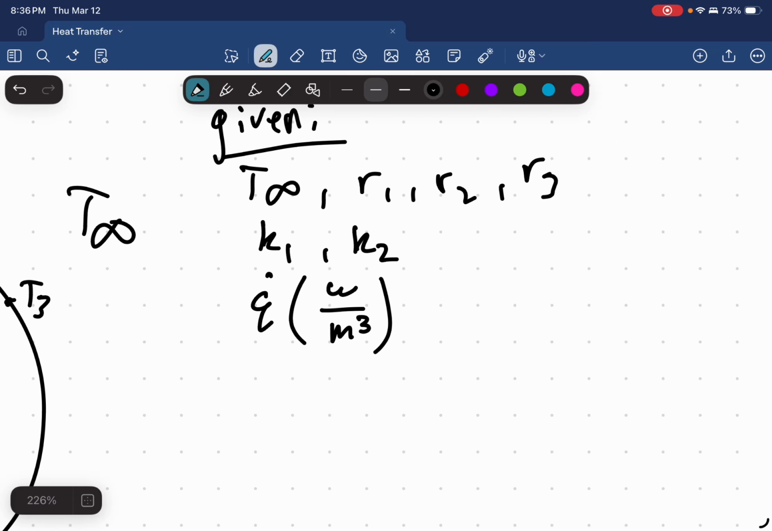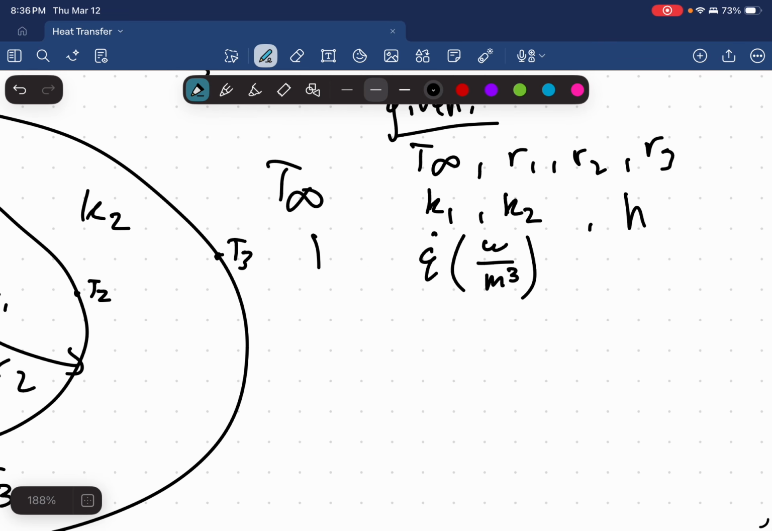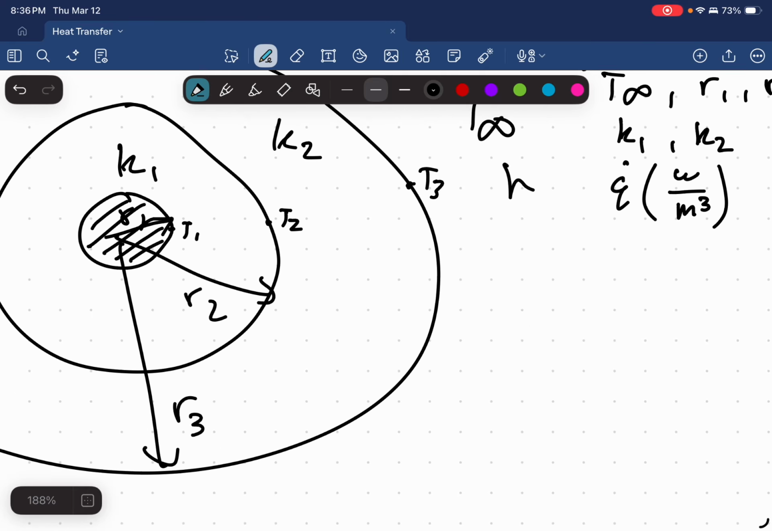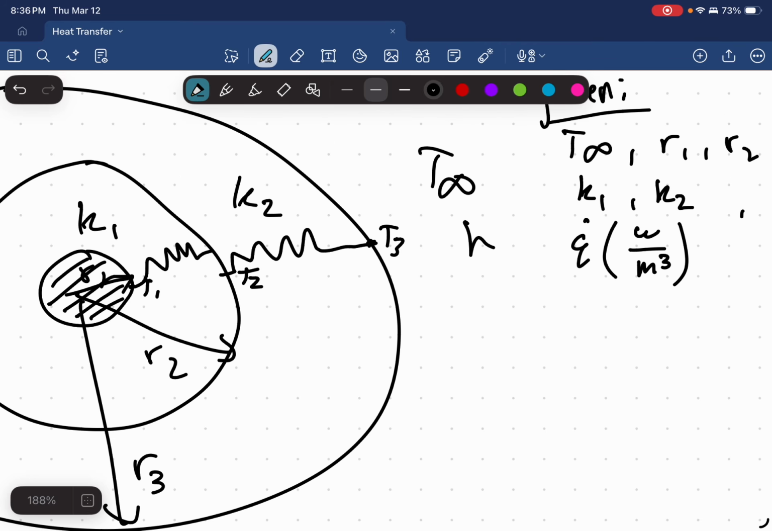Okay. And also, we're going to be given the heat transfer coefficient for the ambient temperature, for the ambient air. So we're going to start this the same exact way, where from T1 to T2, we're going to have this resistance. And then from T2 to T3, we have this. And then from T3 to T infinity, we have this resistance right here.